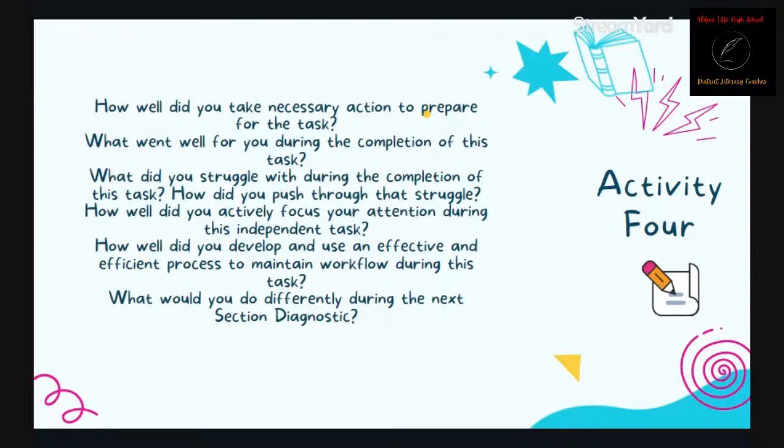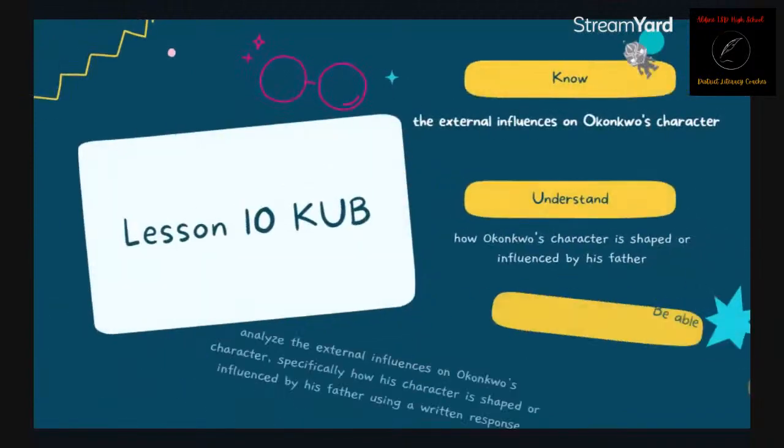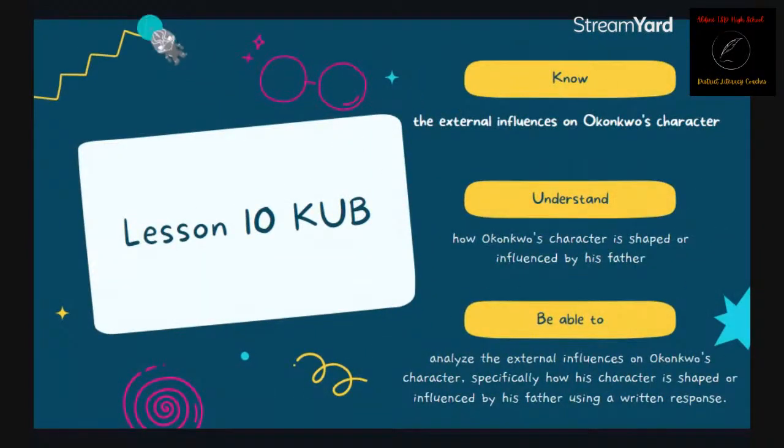There's a great suggestion to create a visible class tracker for each class to note student learning along the way and allowing time at the beginning of the next lesson for students to discuss their responses if this is done in class. Right, for our cub, we have students will know the external influences on Okonkwo's character. They'll understand how Okonkwo's character is shaped or influenced by his father and be able to analyze the external influences on Okonkwo's character, specifically how his character is shaped or influenced by his father, using a written response.